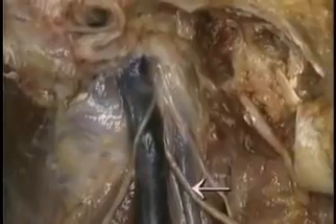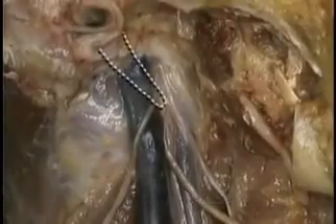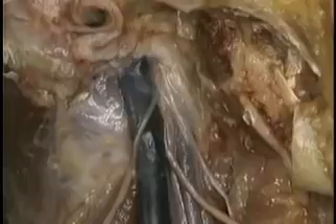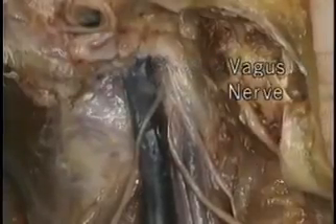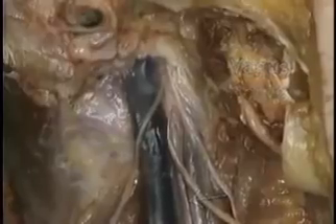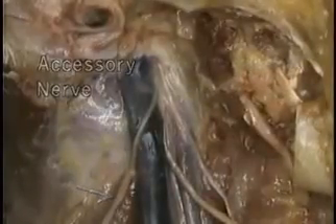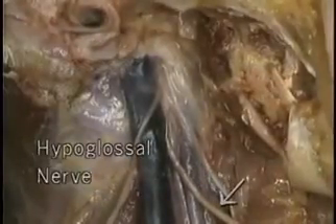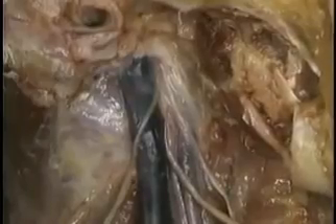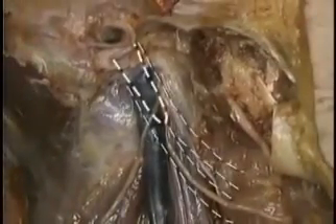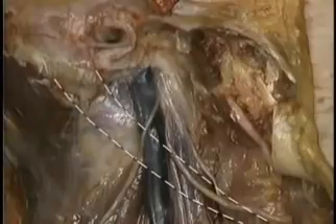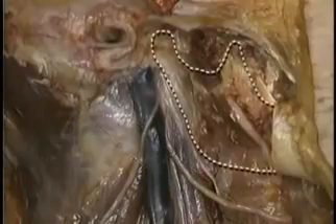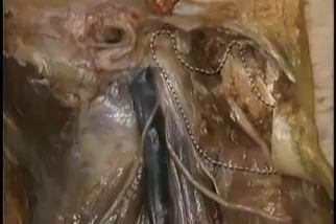Here's the internal carotid artery. The styloid process was here. Here's the glossopharyngeal nerve. Here's the vagus. Here's the accessory. Here's the hypoglossal. To get to this view, we've removed the styloid process and its muscles, the posterior belly of the digastric muscle, and the ramus of the mandible, as we did in the last section.